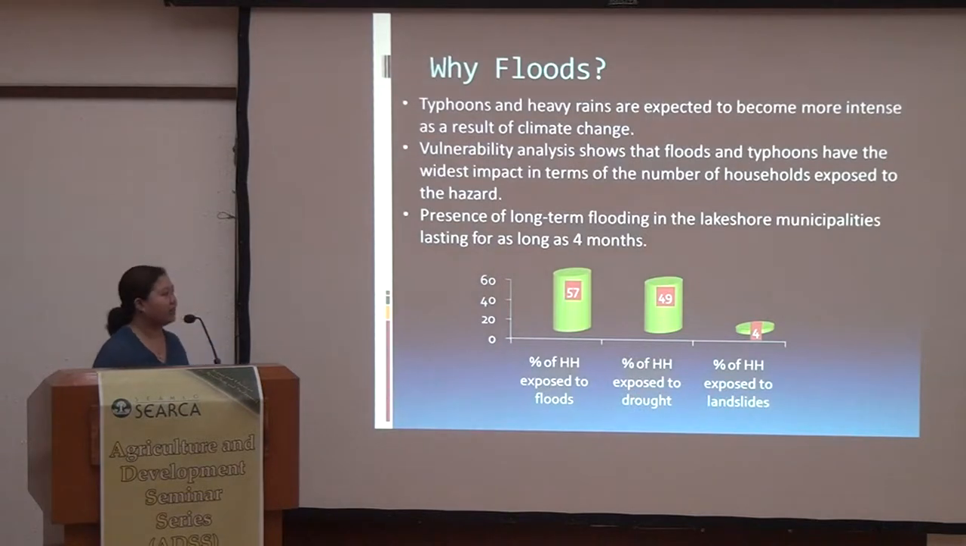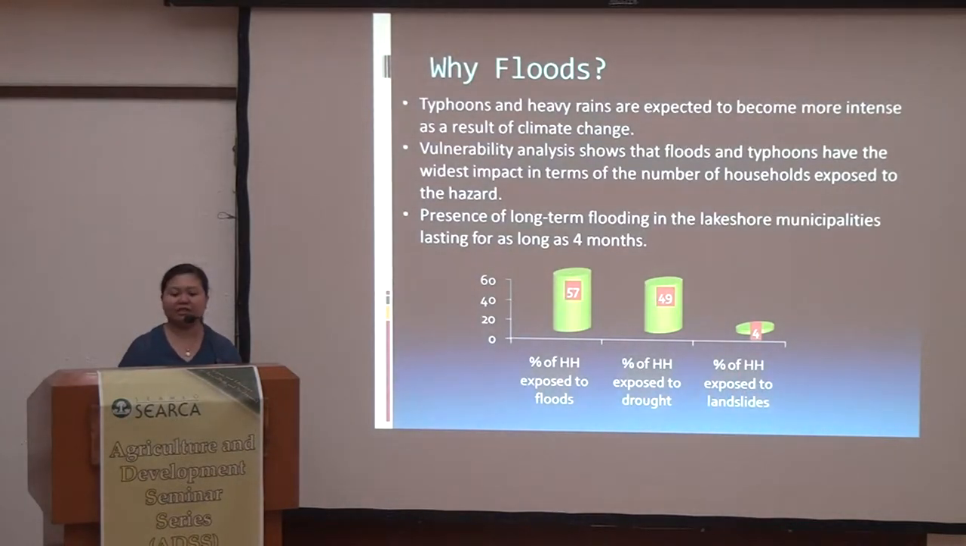As you can see in our figure below, about 57% of the respondents in that particular study site are exposed to flooding and typhoons. Only 49% are exposed to drought, and 4% are exposed to landslides. That is the reason why we focus on flooding as our main hazard.